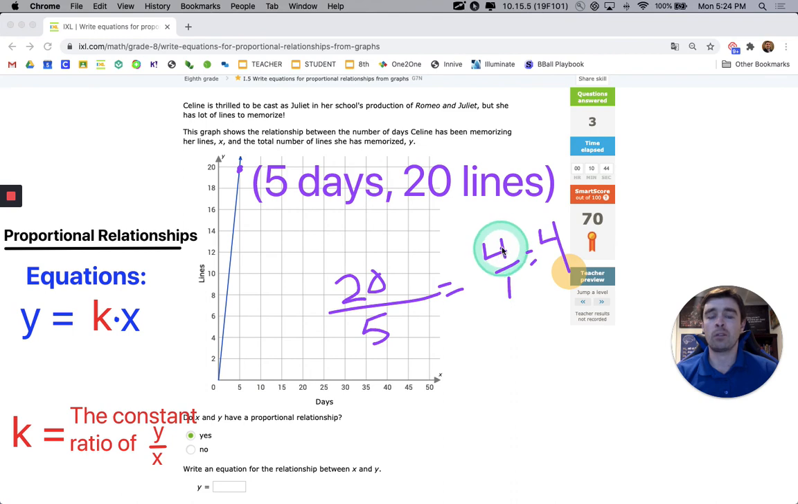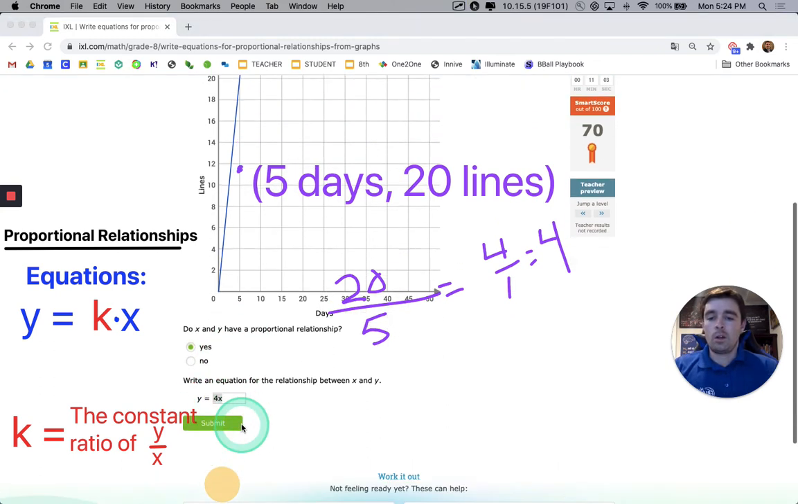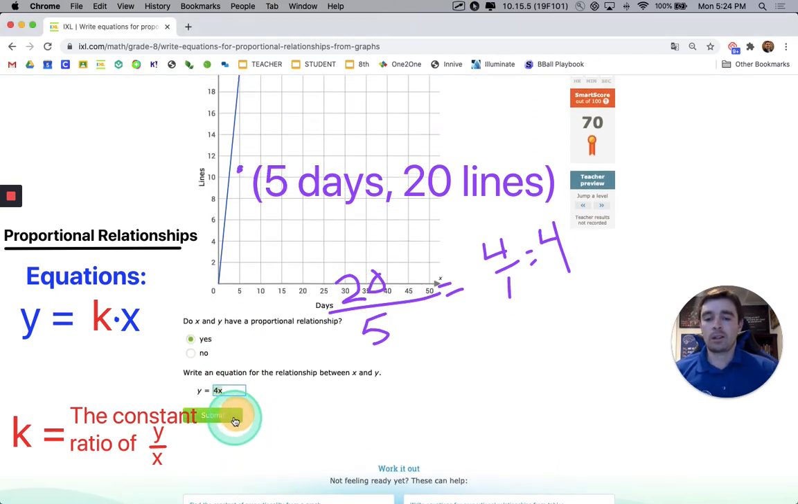That's because she got 4 every single day, for 5 straight days. That tells us our equation is just going to be y equals 4 times x. Every day she learns 4 new lines from this play, so 4 times x will tell us the total number of lines from the play she has memorized. We'll submit that answer, see if it's correct.